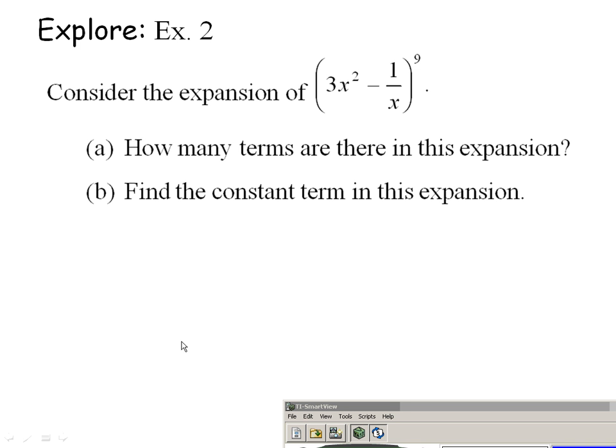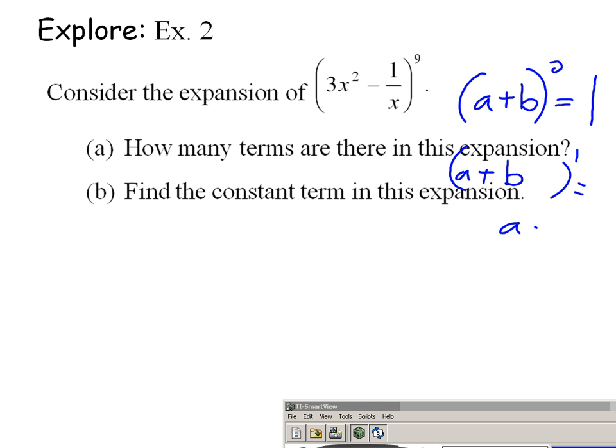All right. Example 2, consider the expansion of (3x squared minus 1 over x) to the 9th power. First and foremost, part A, how many terms are there in this expansion? Well, as we looked at last class, if we have something like (a plus b) to the 0, that ends up becoming 1. And if we have (a plus b) to the 1 power, that ends up becoming a plus b. So when we have a 0 power, we have 1 term. When we have a 1 power, we have 2 terms. If we square it, we get a trinomial, so 2 becomes 3. So our number of terms is always 1 more than our exponent.